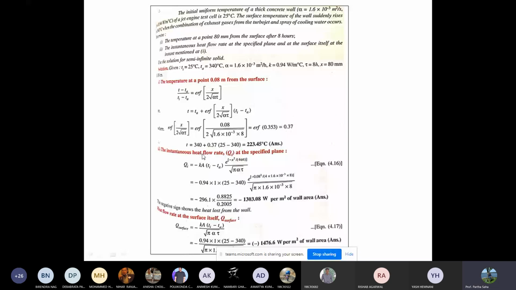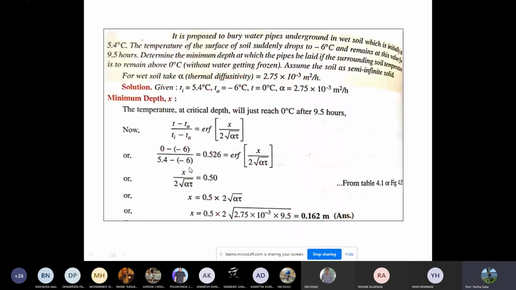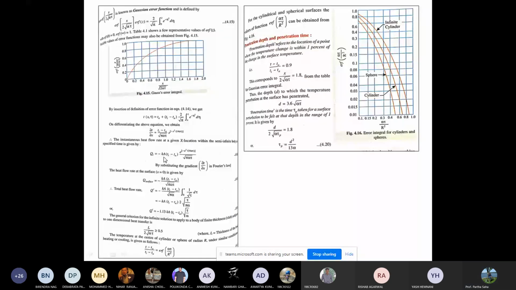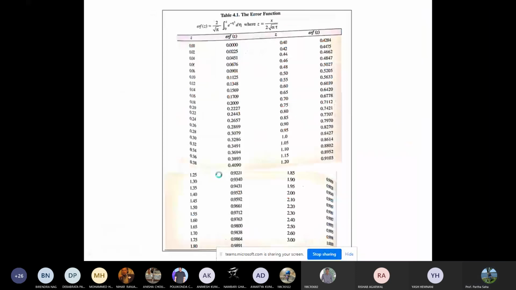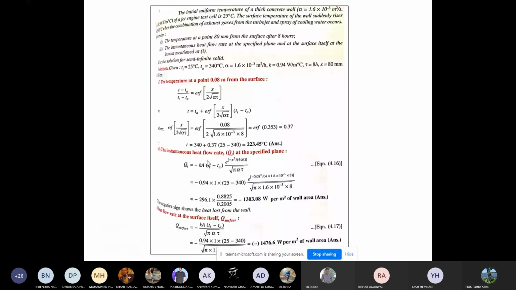The instantaneous heat flow rate at the specific plane: I have already shown you the expression. This is the expression, q = -k (Ti minus T∞) exp(-x²/(4 alpha tau)) / √(pi alpha tau). A similar expression is used for the instantaneous heat flow rate. All the parameters you know. Then you solve for it, and you get -1303.08 watt per meter square of wall area. The negative sign shows the heat loss from the wall.